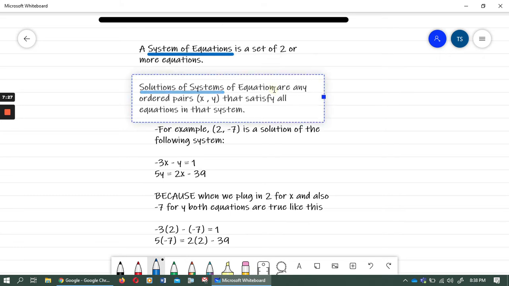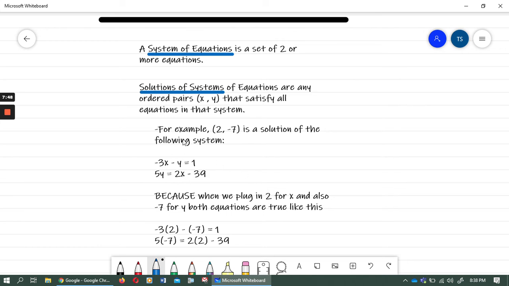And so, guys, as an example, the ordered pair 2, -7 is a solution of the following system. I'm not going to read out what that says, but y'all can read that. Of that system right there. And you can see this system has two equations in it.